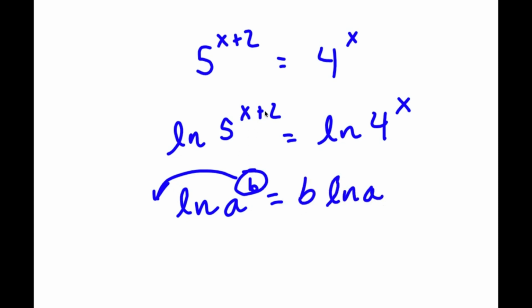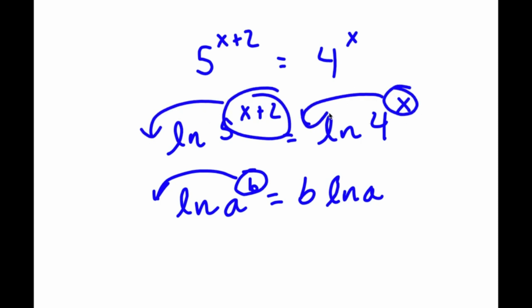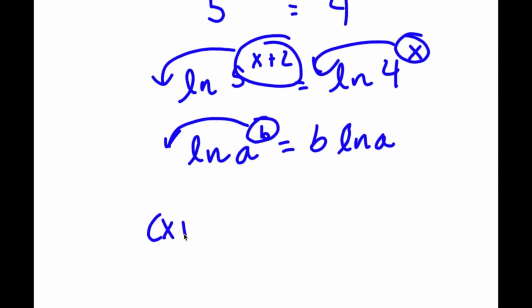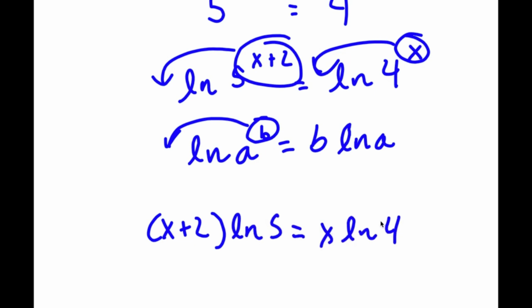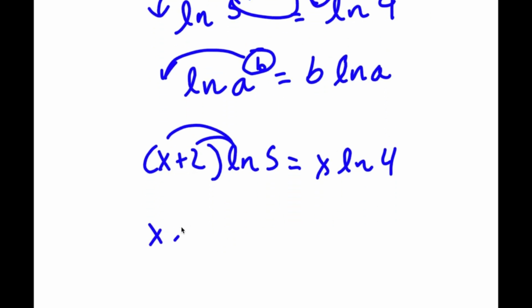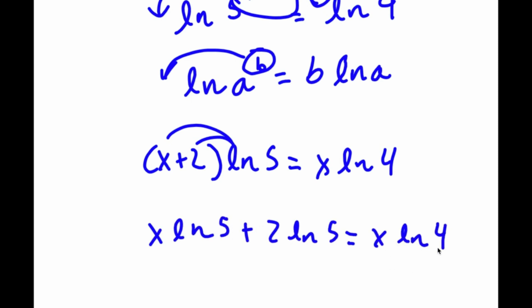So for ln 5 to the power of x plus 2, I can move x plus 2 to the front. And for ln 4 to the power of x, I can move x to the front. So now I'm going to have x plus 2 times ln 5 is equal to x times ln 4. Now if I distribute the x and the 2, I get x times ln 5 plus 2 times ln 5 is equal to x times ln 4.